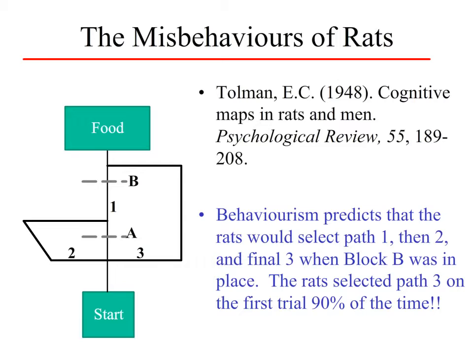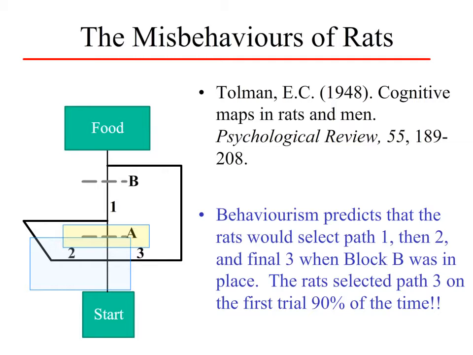So for example, let's have our rats start at the start box, and their job is to get to the food box as quickly and efficiently as possible. With no roadblocks, they're going to take path number 1, straight from the start box to the food box. However, if we put a roadblock in at point number A, both the cognitive and the behaviorist approach would predict that the rats would hit that roadblock, come back to the choice point, and then take path number 2 around the roadblock to go to the food box.